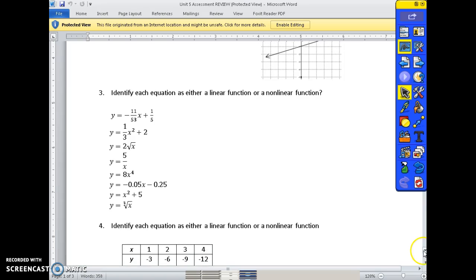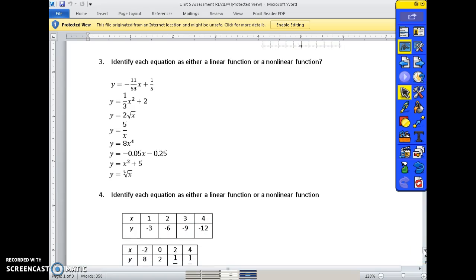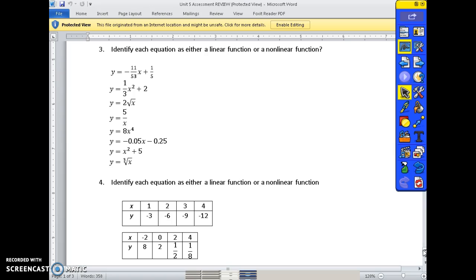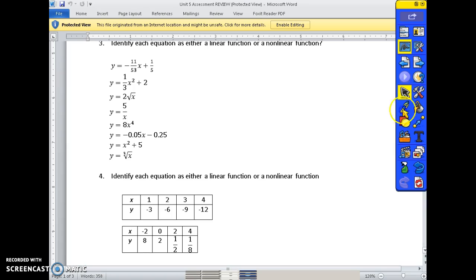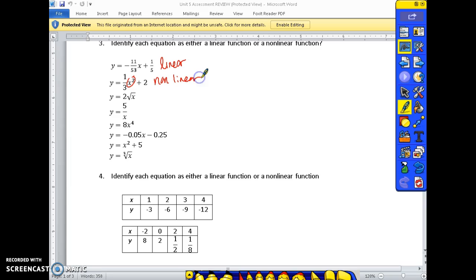Number 3 says to identify each equation as linear or nonlinear. If x has an exponent greater than 1, if it is in the denominator, or if it is in a square root symbol, then it is not a linear function. So our first one is linear. Our next one has x squared, so that is nonlinear. Our third one, x is in a square root or a radical sign, so that is also nonlinear.